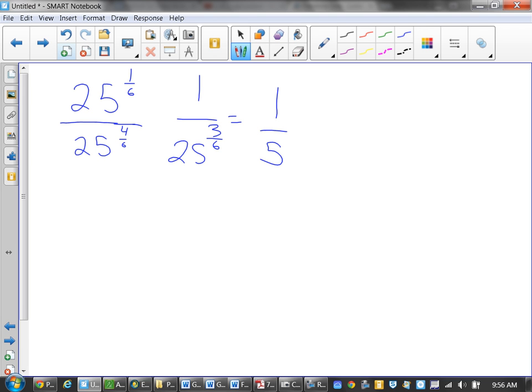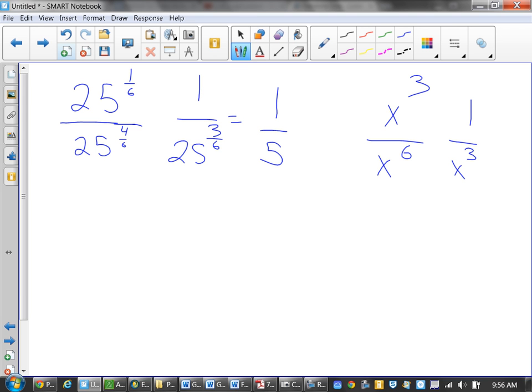What we're doing is we're playing war here. Remember when you had x to the 3rd over x to the 6th? Who wins? It wound up being 1/x to the 3rd. I'm doing the exact same thing, but instead of it being an x, it's a 25. And I have fractional exponents as opposed to integers.